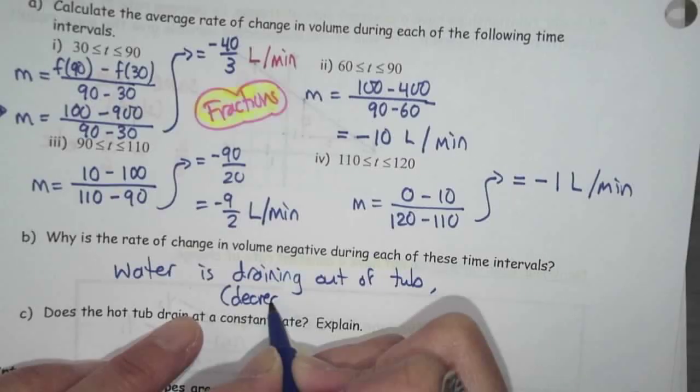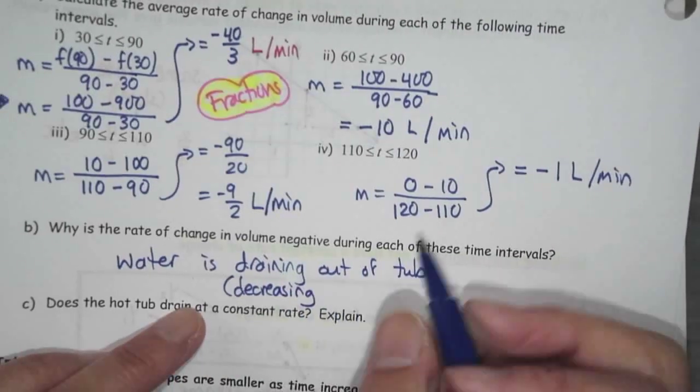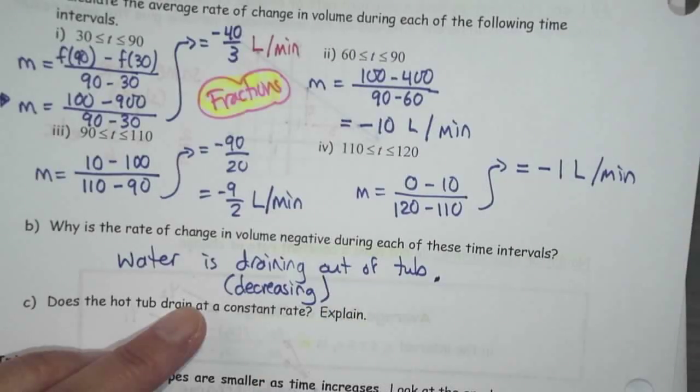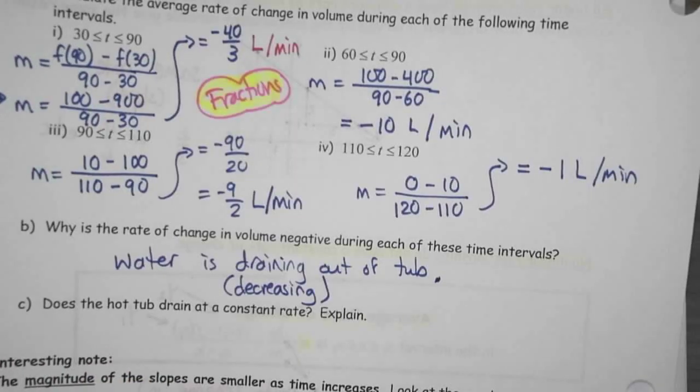Decreasing, so you can use the word decreasing. Some people might use decreasing in volume, right? Something like that. Any of those words to explain? Does that make sense? Right, so just explain why it's negative, because the water's going down. It's decreasing in volume. The water's draining out of the tub. Anything like that is good.